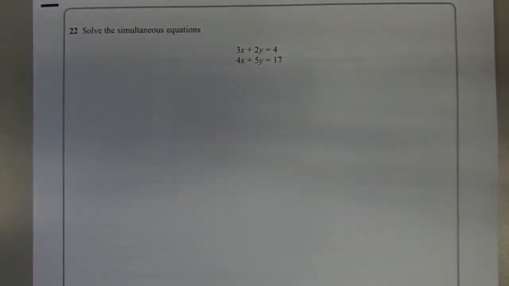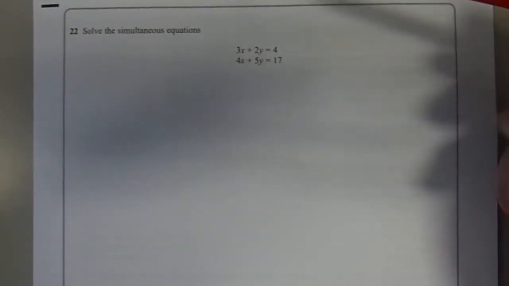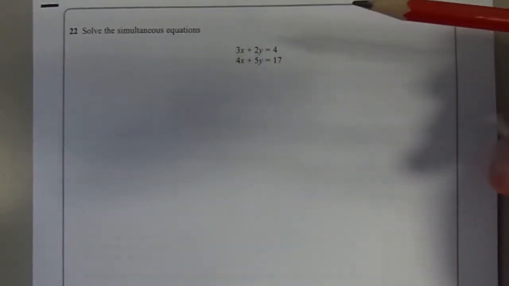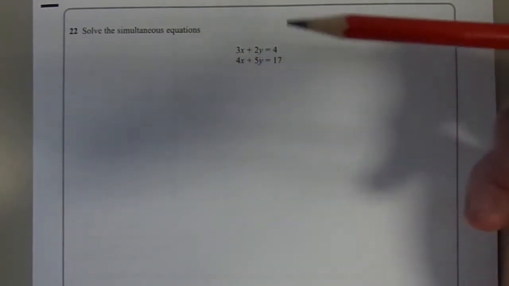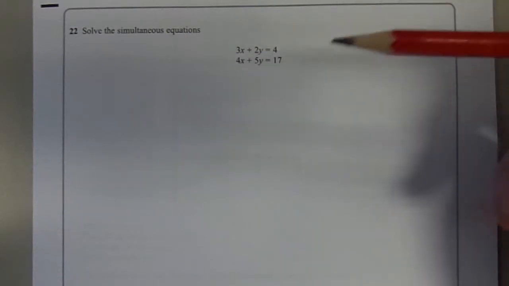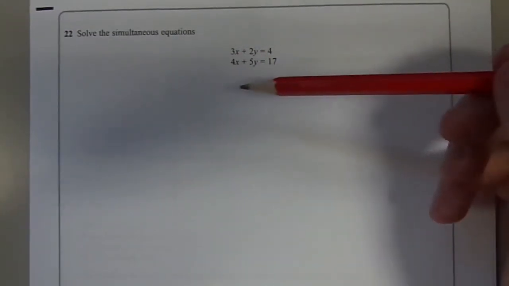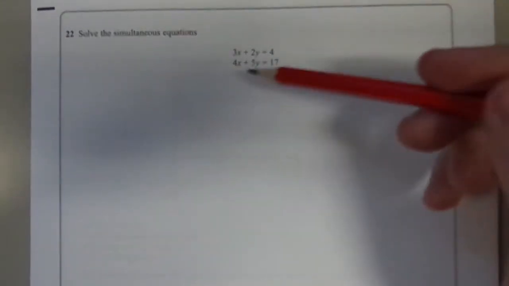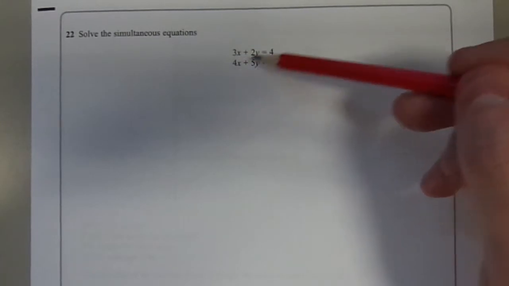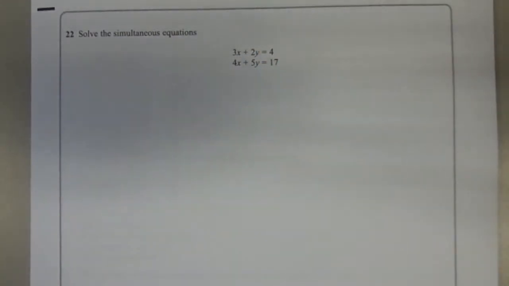Question number 22. The way you solve simultaneous equations is you have to either add the two equations together or subtract one from the other to eliminate one of the variables, so that you end up with an equation with just one letter in. The problem is with this one, if you add them together, you're going to get 7x's and 7y's. If you subtract them, well, you've got a difference of 1x here and a difference of 3x here. So by subtracting them, you're not going to eliminate any variables.